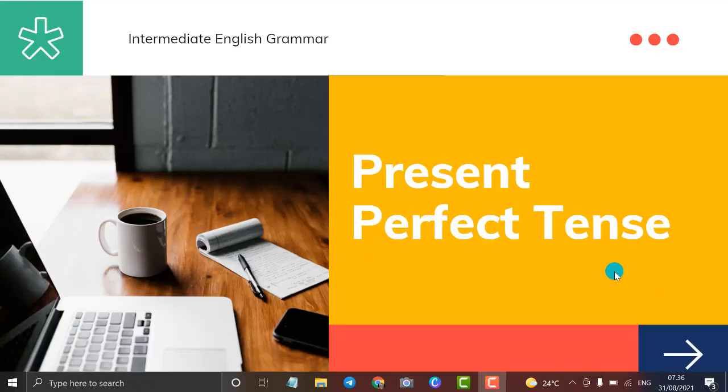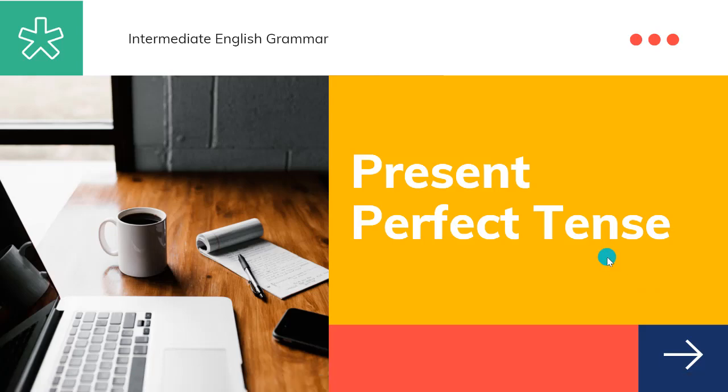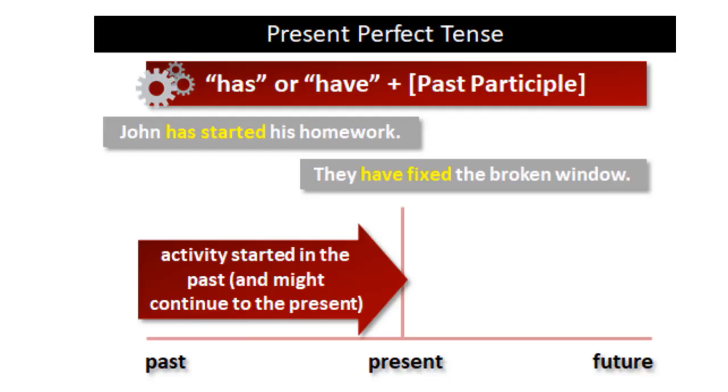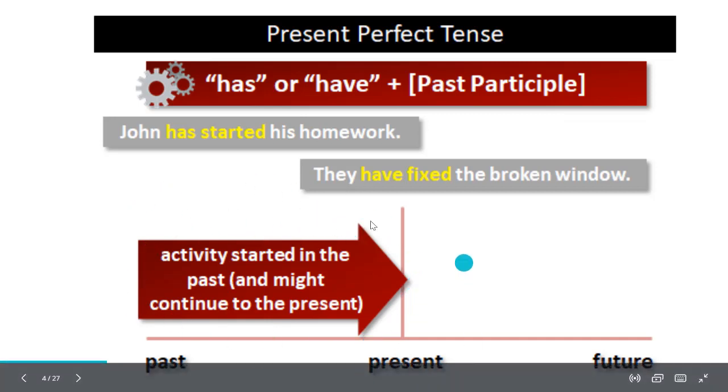Okay, Bismillahirrahmanirrahim. Let's start with the definition. The present perfect tense is a sentence form used to express actions, situations, and status that occurred at a non-specific time. The present perfect tense is also used to express actions that started in the past but continue to the present. We can see the graphic here. The use of present perfect tense is in here, the part between the past and the present. Activity started in the past and might continue to the present or even the future.